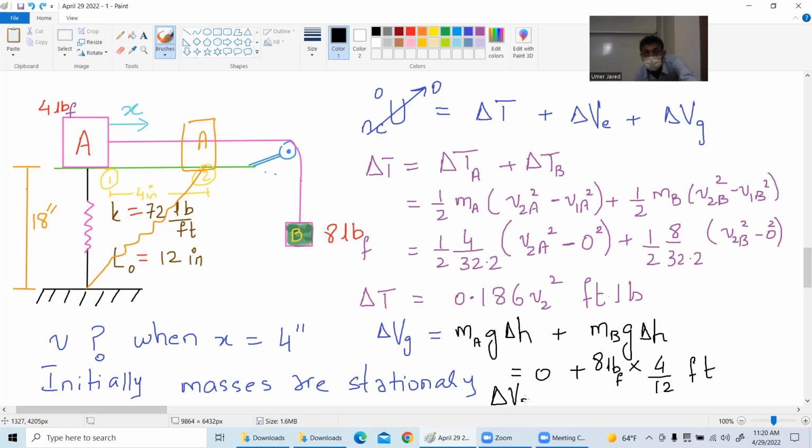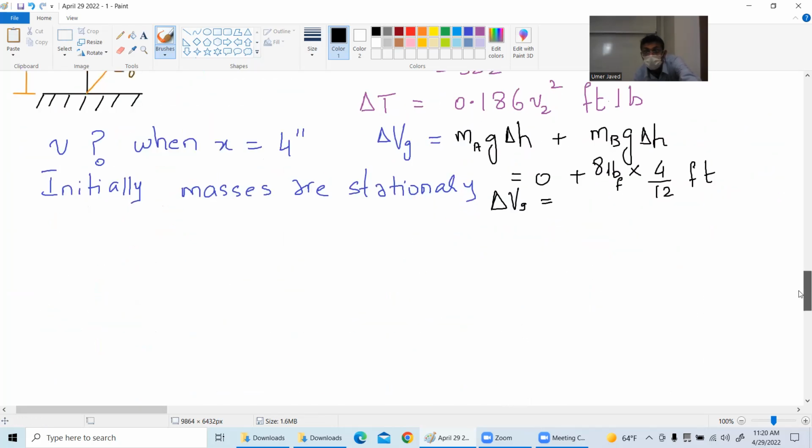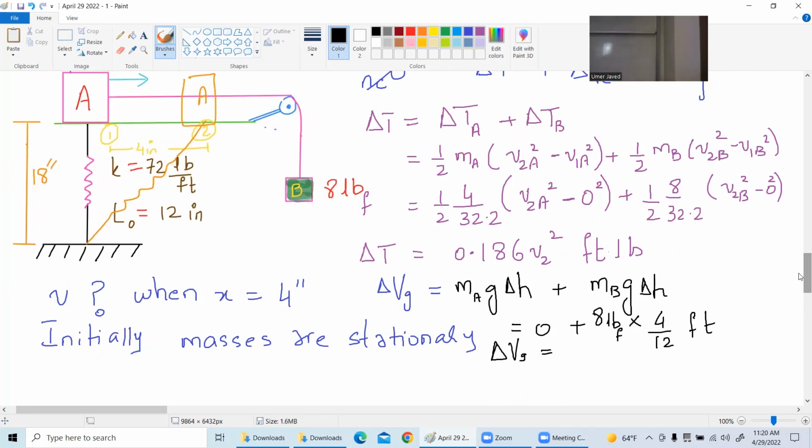Delta VG is minus 2.67. And what did you say? We were discussing how to calculate the extensions for the spring. Okay, when I arrive there, we will talk about it. So we will have minus 2.66 pound feet. Boom. Okay, last but not least, what they are discussing: how to find delta VE.